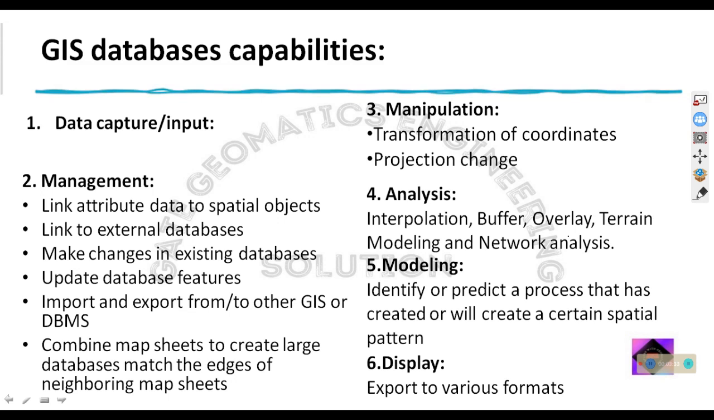Another one is the display. Ultimately you have to display it to anyone. So you can export those things in map format, in PDF format, or various other types of format to show it to anyone you want to show it. So these are the 6 GIS database capabilities you can go through.